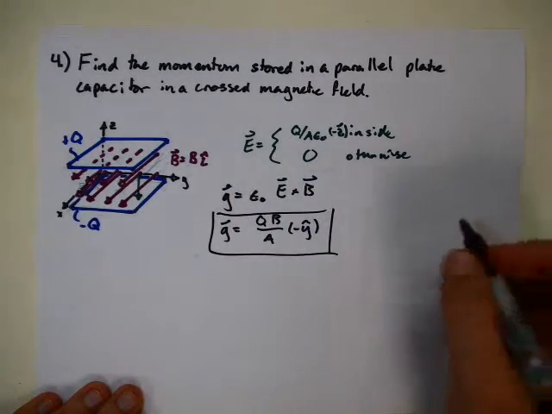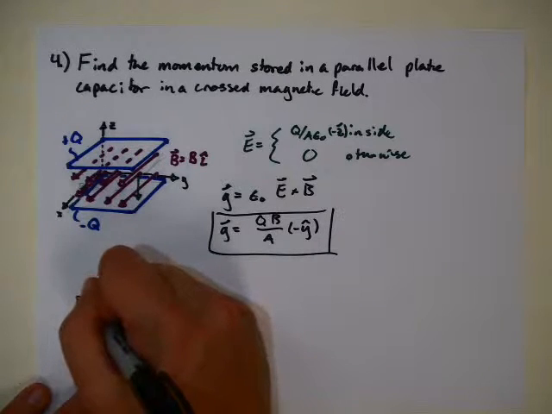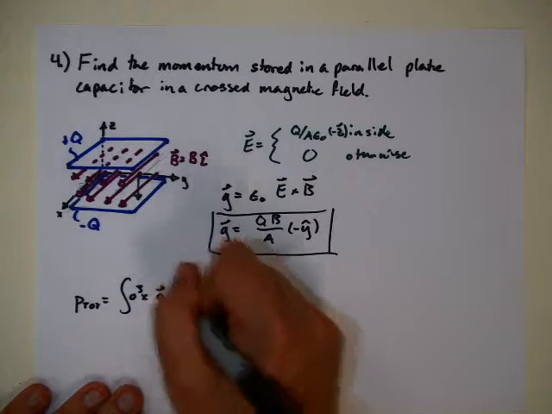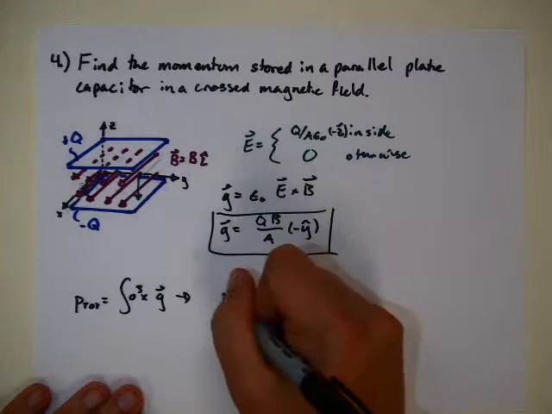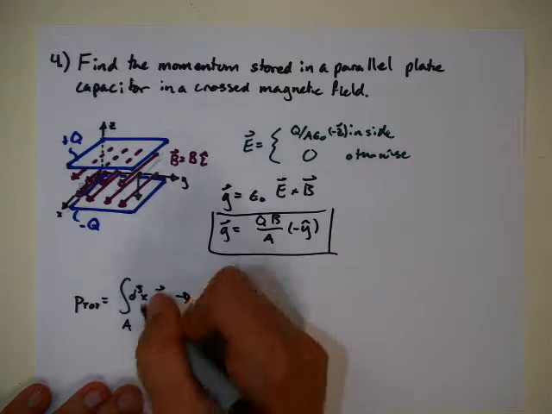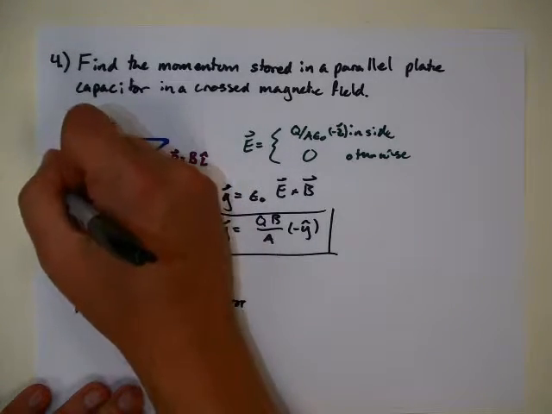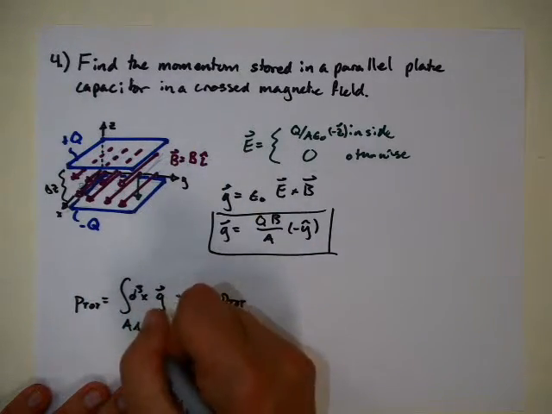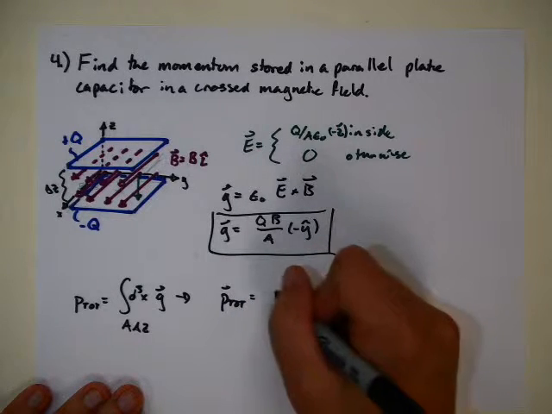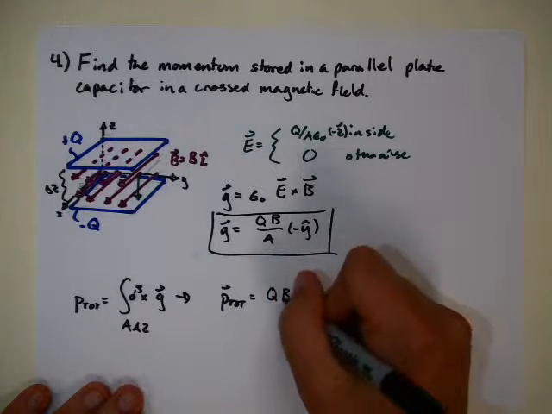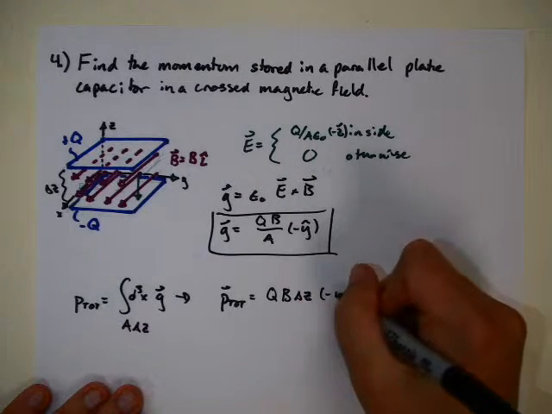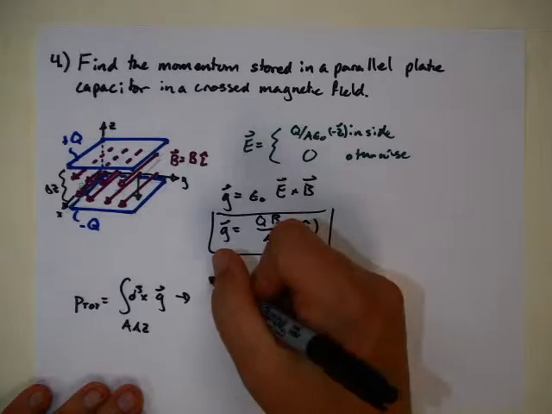If I want to find the momentum, P total, I then integrate d3x times little g. This d3x is going to be area times this distance here, delta z. So the areas will cancel, and so the P total will be Q B delta z in the minus y hat direction.